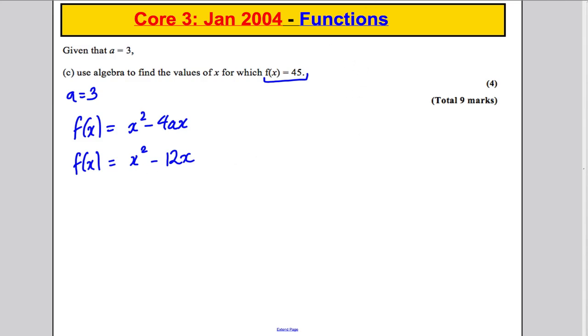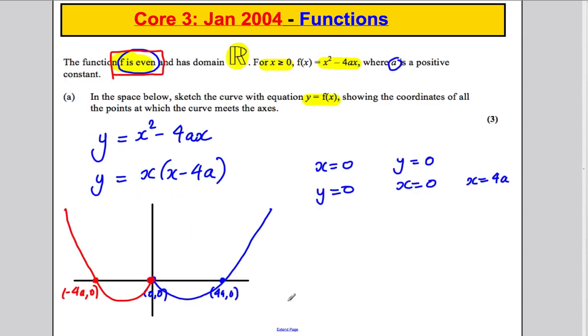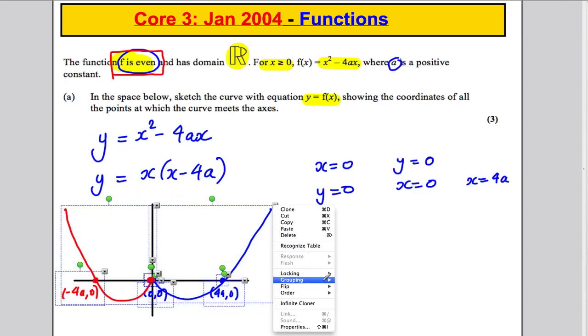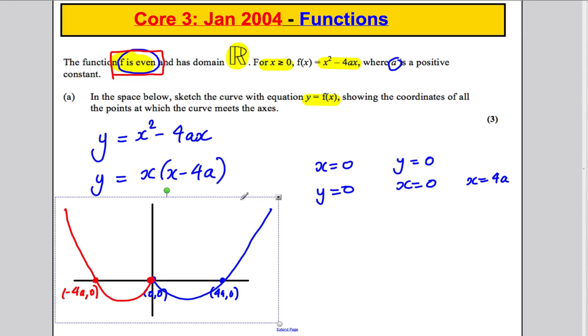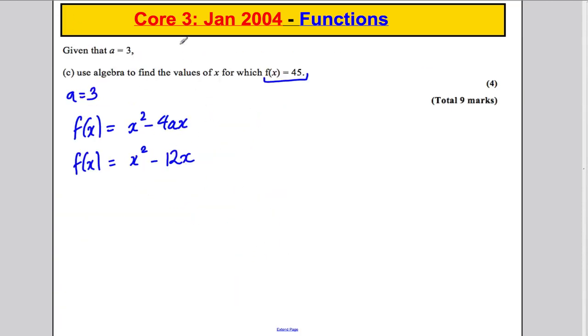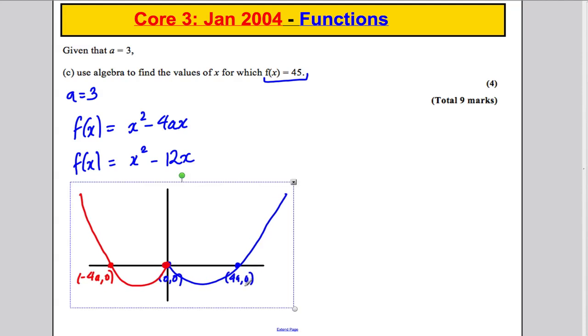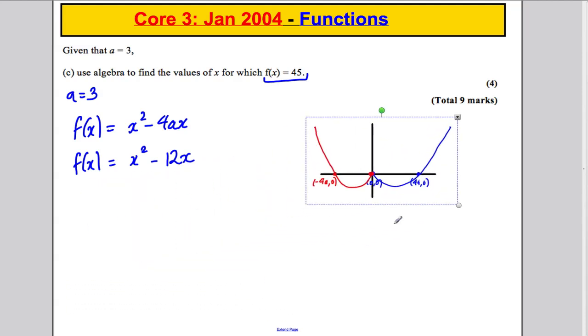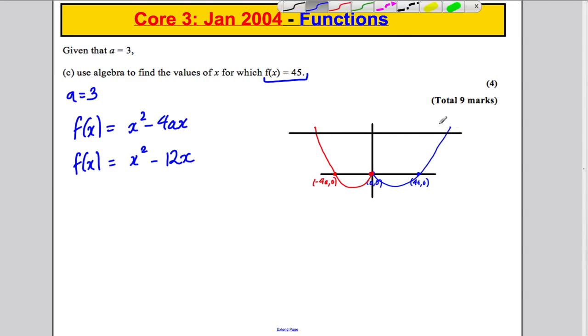So let's draw our graph. Our graph did look something like this. I'm going to just copy that. That was our graph, which I'm going to make small. Where is that graph equal to 45? That graph is equal to 45 at this point, let's say, and this point here. So how are we going to find the values of x for which that's true? Well, all we have to do really is find the value of x for which that's true, and we know it's going to be the negative of that there. It's going to be the same value of x, but just a negative version.